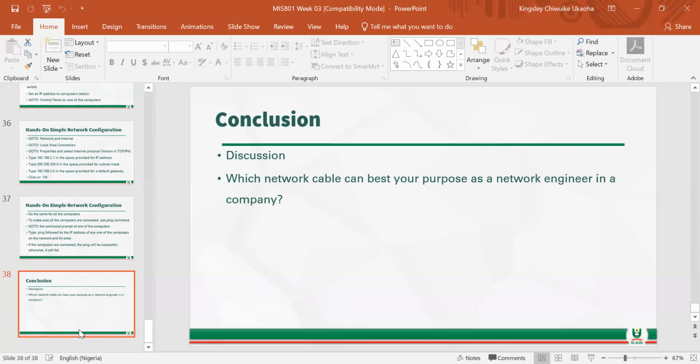I think the network cable that will be best as a network engineer is the fiber optics cable, because it's faster, and computers are getting faster, so they'll need a faster medium to share information amongst themselves. So for me, the best network cable would be the fiber optics cable, although it's expensive, but still the best to me. You have even said it's very expensive. I still say it's the best to me.